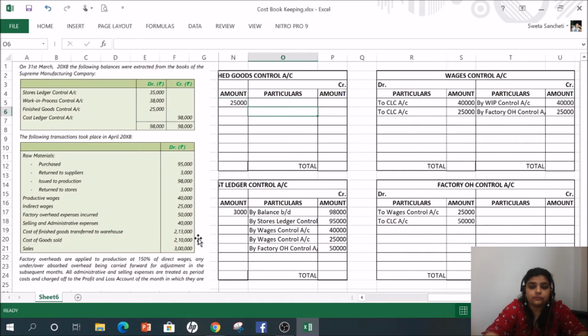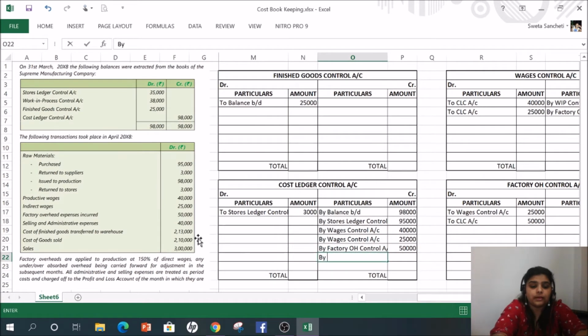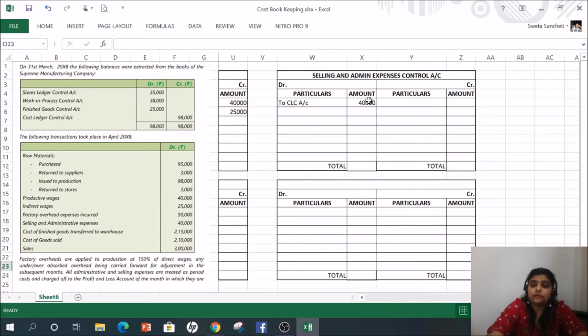40,000, and in the cost ledger it will come by selling and admin expenses control account, that would be 40,000. Now this, where will it go? It will go and directly hit my costing P&L account. Why? Because this is a period cost as they have mentioned in the question itself. The whole amount will go and will be charged off to profit and loss account. So that is why I charge it directly to profit and loss account.